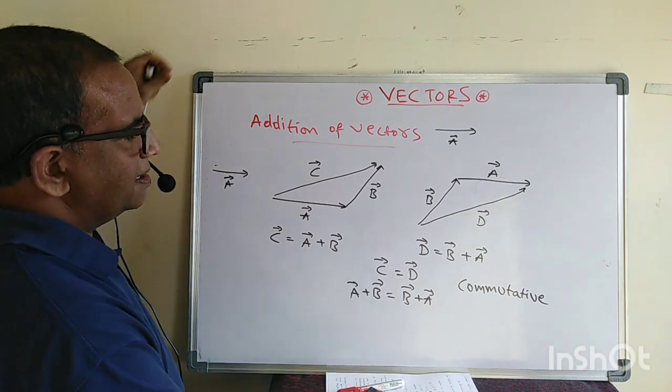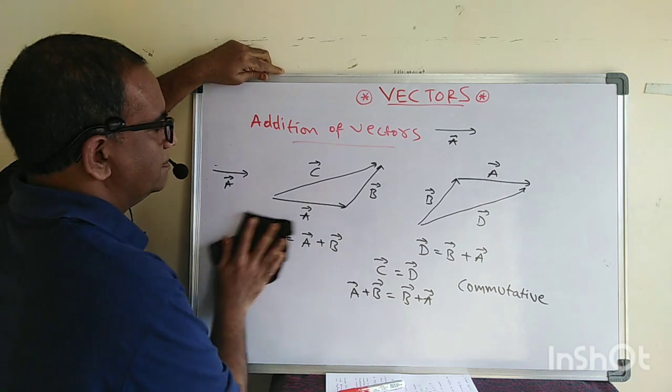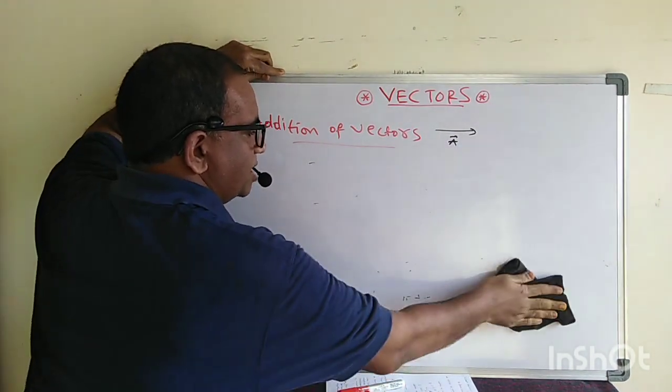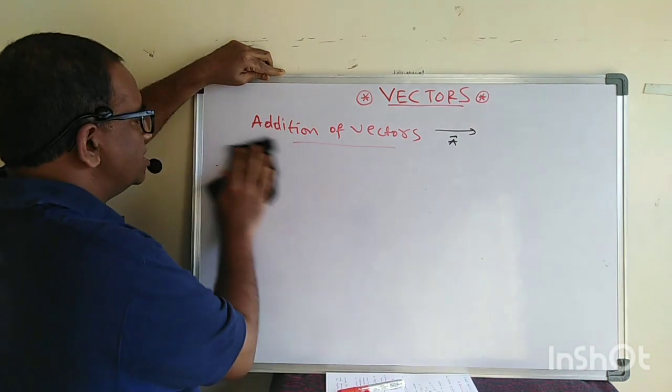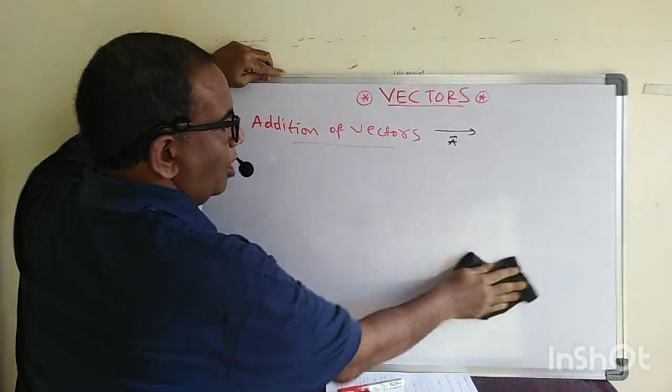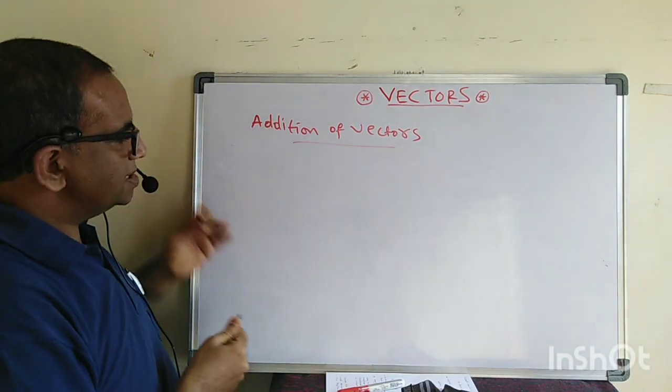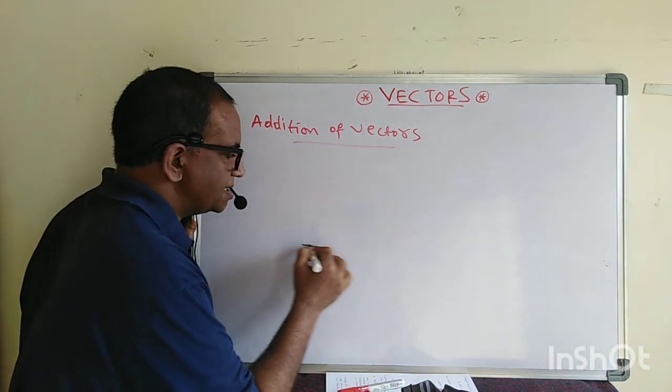Now let us try with three vectors. The same thing, let us try with three vectors. And just now what we got here is that the addition of vectors is commutative. So the commutative property holds in the case of addition of vectors. Now see, let us try another one. Let us say this is the vector A.